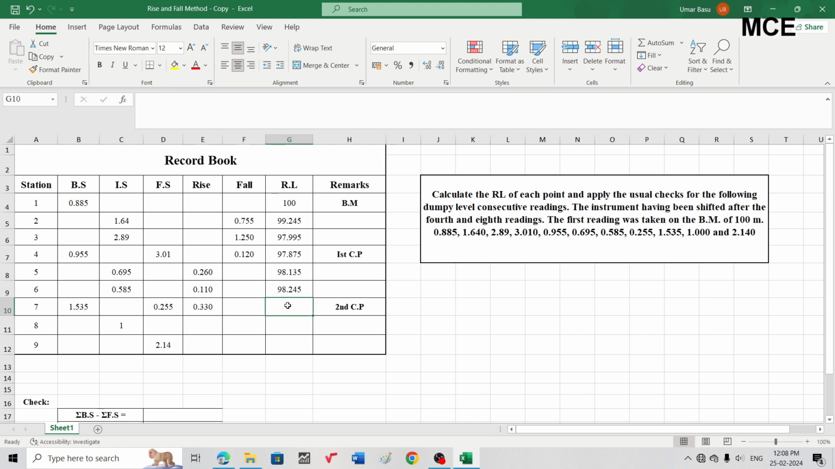And reduced level is the sum of 98.245 plus the rise, which is 0.330. Okay, so you will get the reduced level of station 7. After that, this is our second control point, sorry, change point. So you will take the difference of now backside and intermediate side.